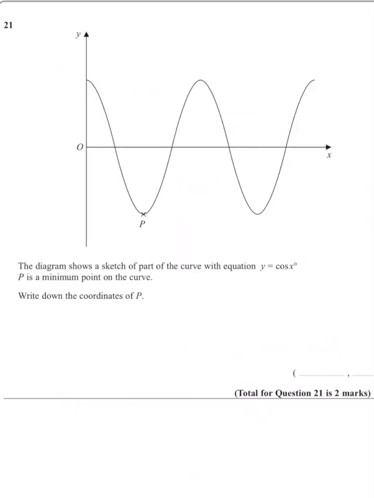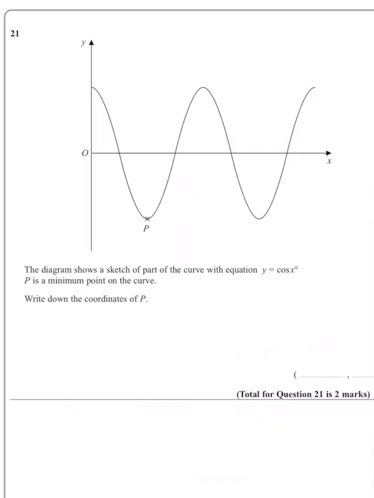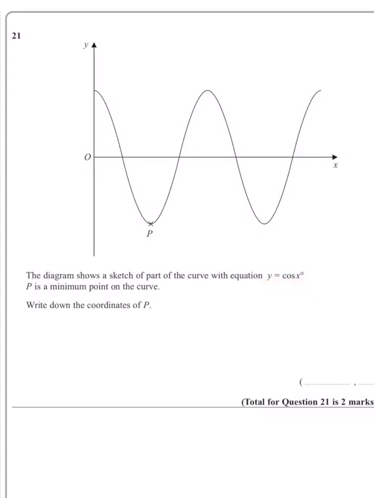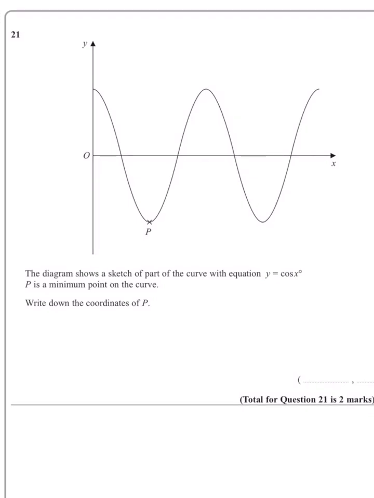Question 21 says the diagram shows a sketch of part of the curve with equation y equals cos x. P is a minimum point on the curve, write down the coordinates of P. So the first thing that we need to remember is that whenever we have a trig graph, cos and sine, they both go to 1 and minus 1. Those are the upper and lower bounds of the graph. So I know immediately that this graph can never go above 1 and it can never go below minus 1. Okay, so those are the first 2 main points that we need to put on there.